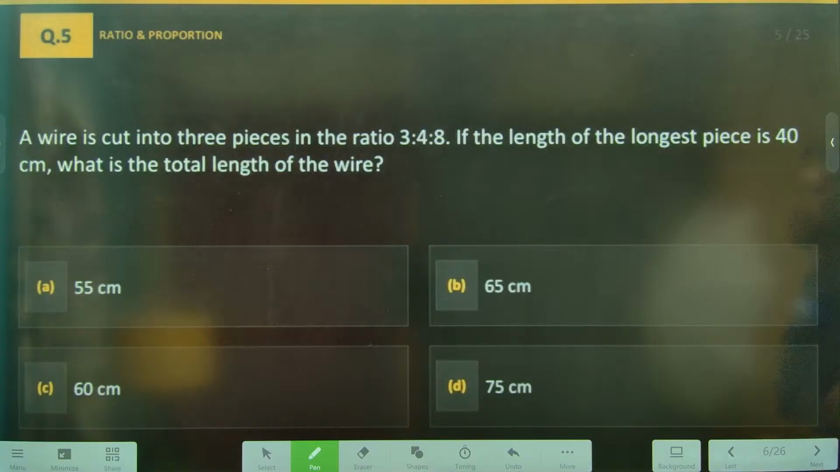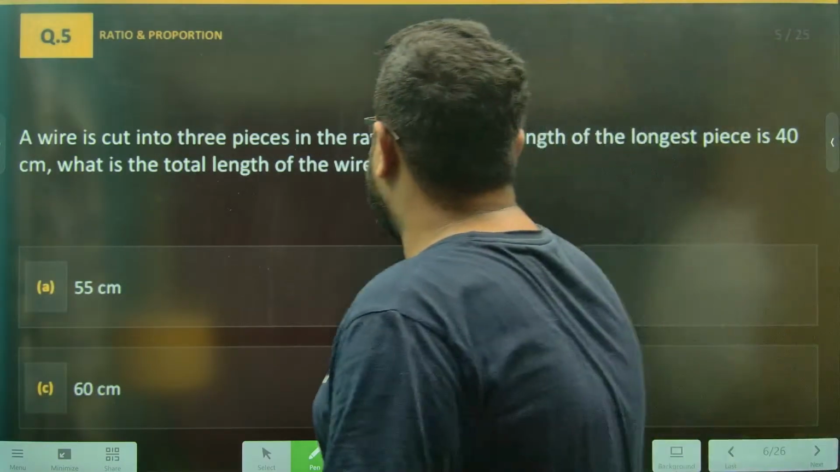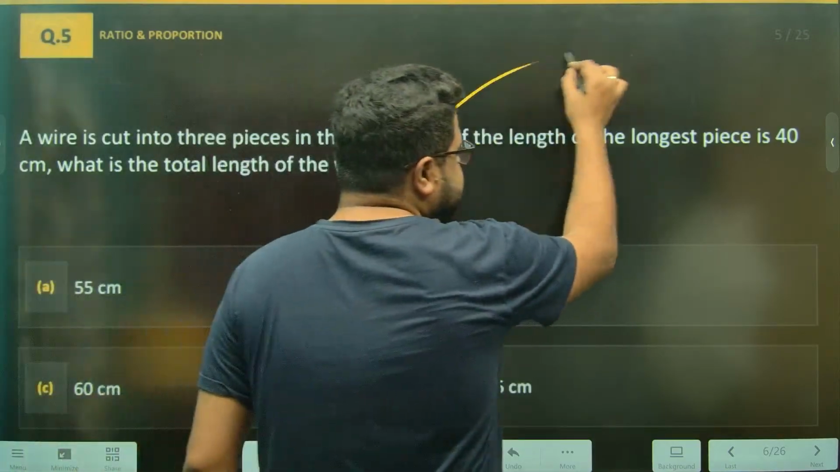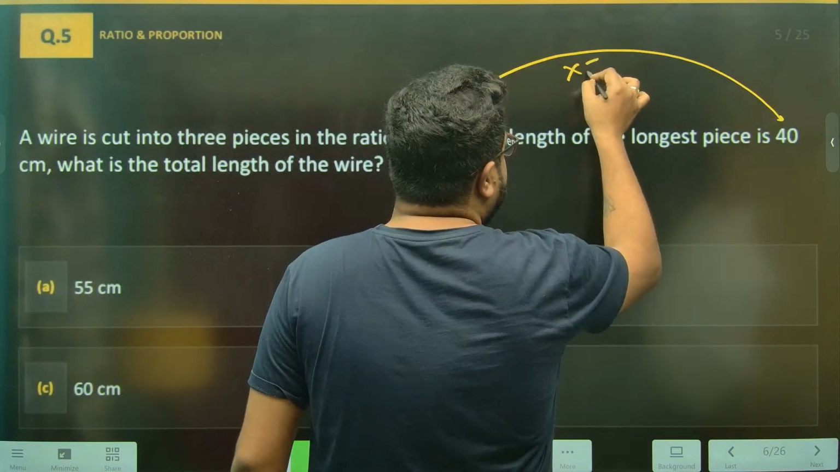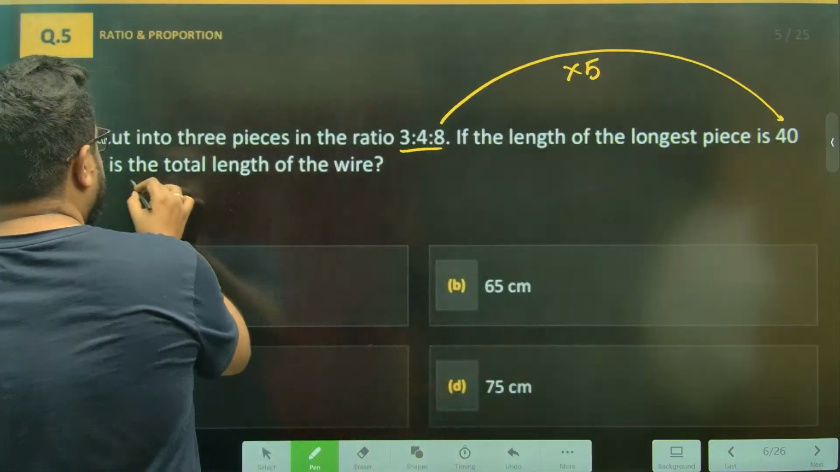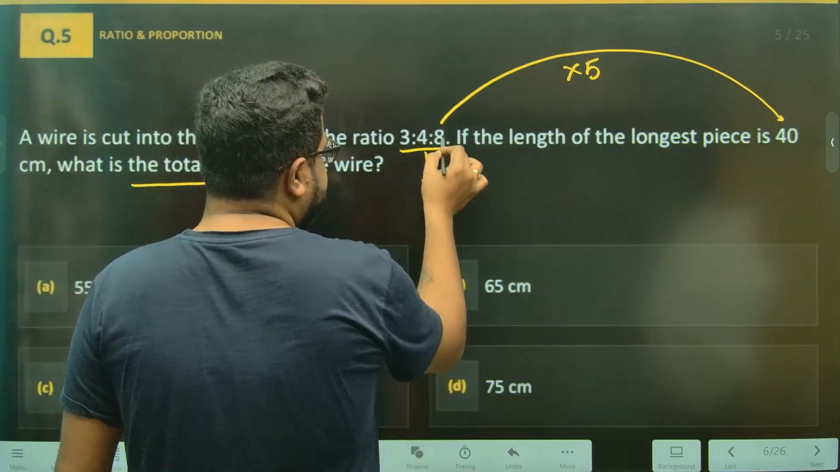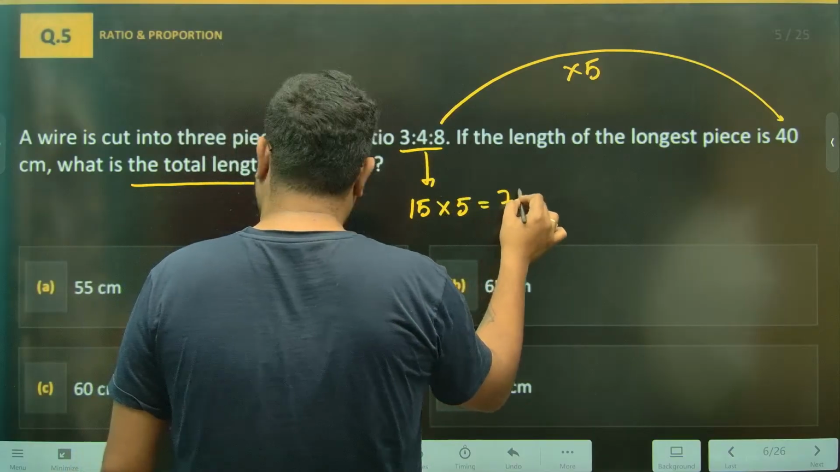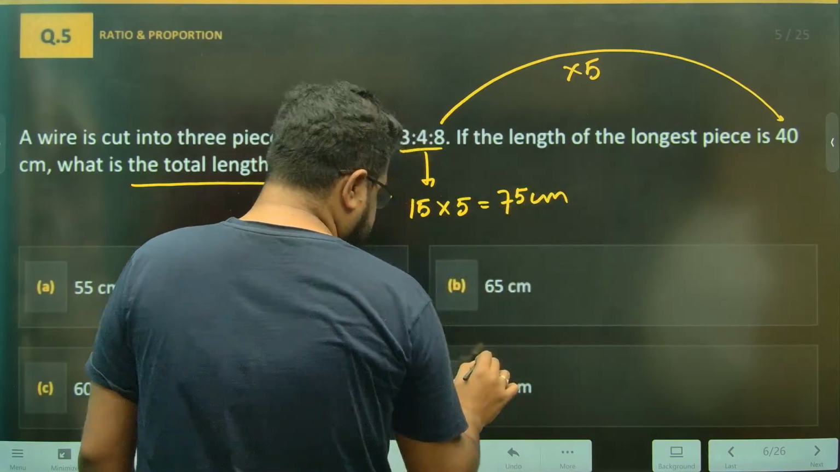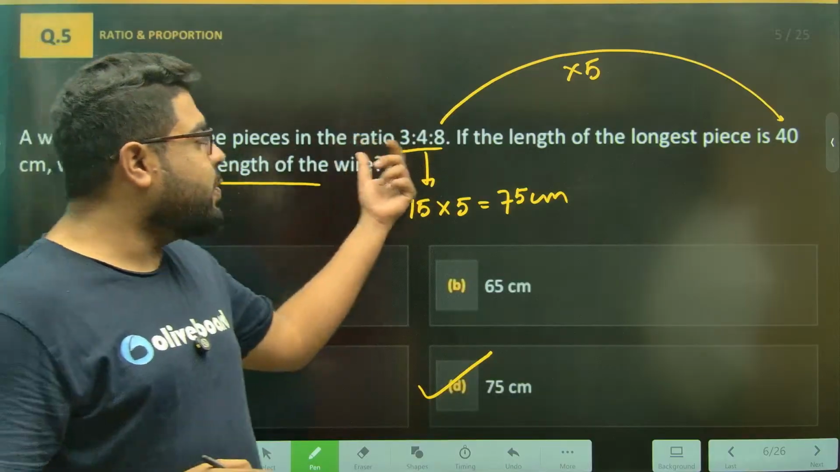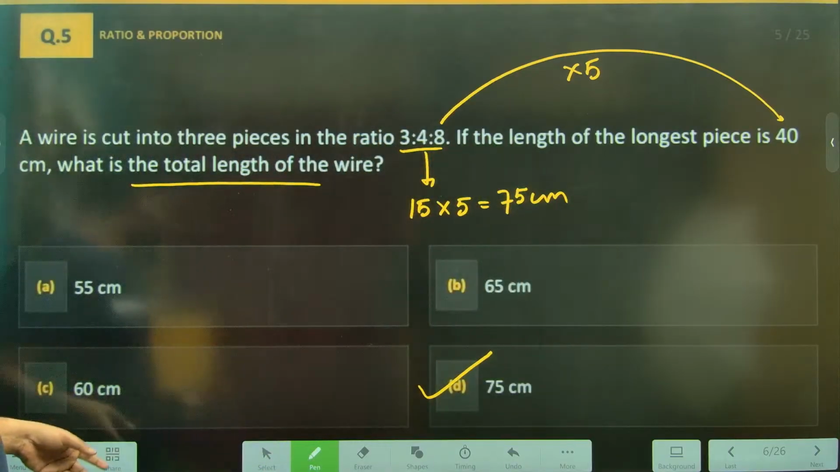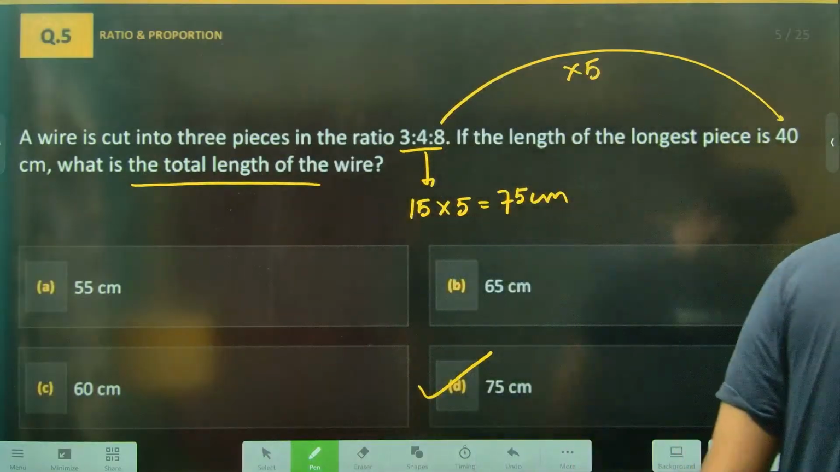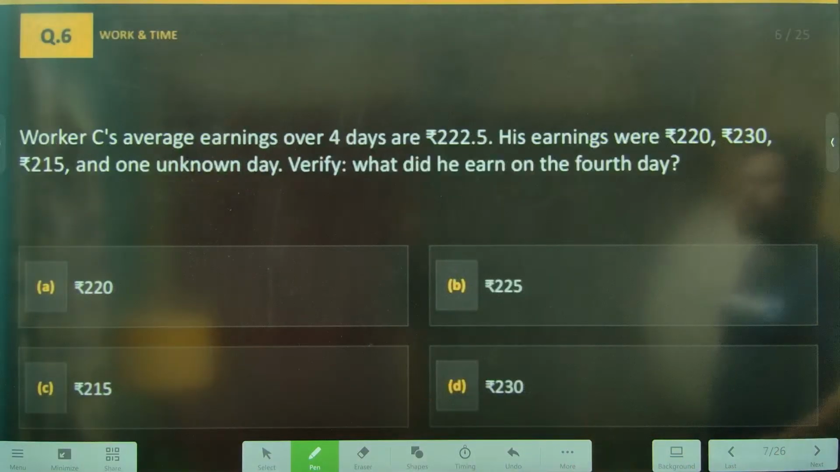Simple. Next one, a wire is cut into three pieces in this ratio. The length of the longest piece is 80, meaning 8 parts is 40, so every part is 5. They're asking the total length of the wire. Total will be 8 plus 4, 12 plus 3, 15 into 5, 75 centimeter. For those who are thinking of going directly by a multiple of 15, Option C is 60, that will hinder you from going like that. Next one. 5 questions done.